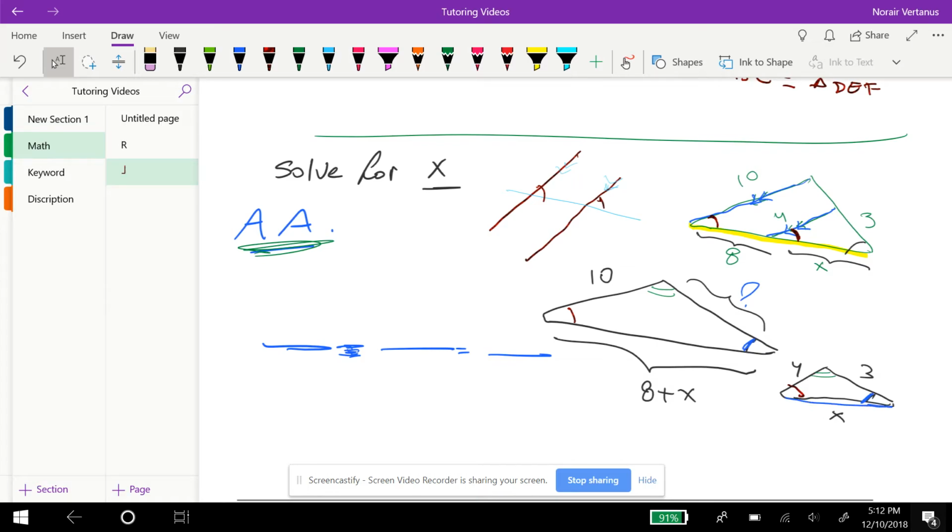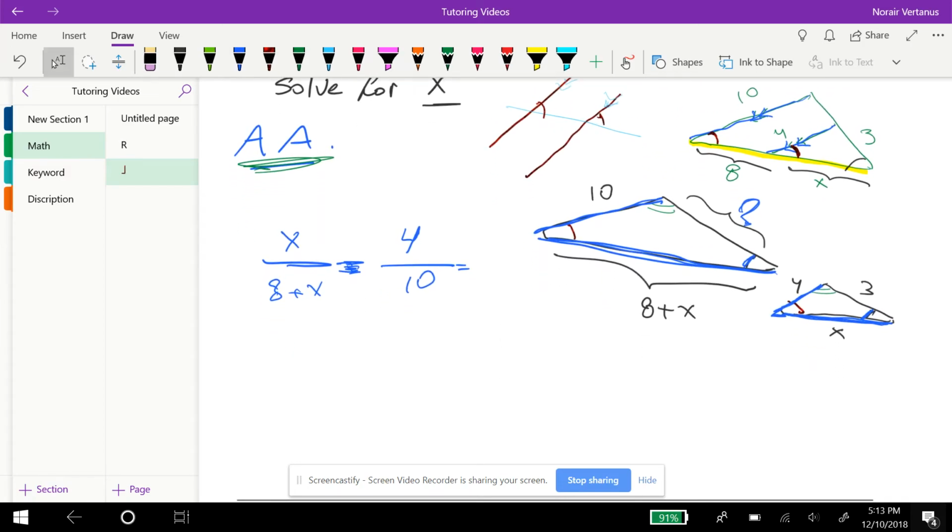So we're going to say this segment, the small one, to the corresponding one, which is the big one. So it's going to be x over 8 plus x equal to, again, I'm going to write the measurement of the small triangle on the numerator of the fraction, so 4 over the next one, which is 10. If they asked what the third one is, we could have found it, but that's not the question. So I don't need this last one. I'm going to erase it. So that's done, and now we can cross multiply and solve for x.